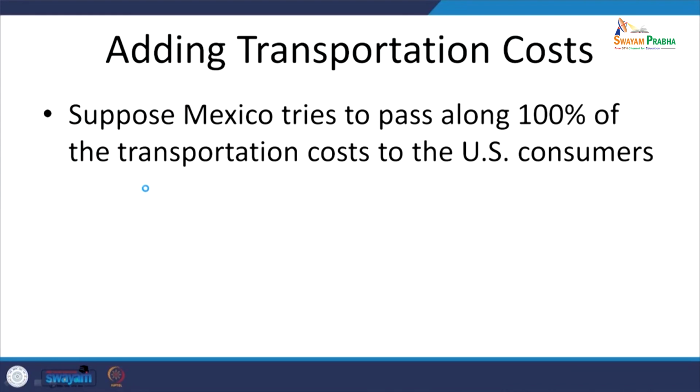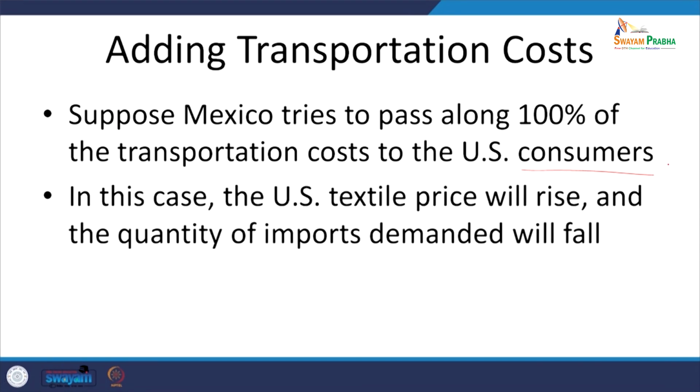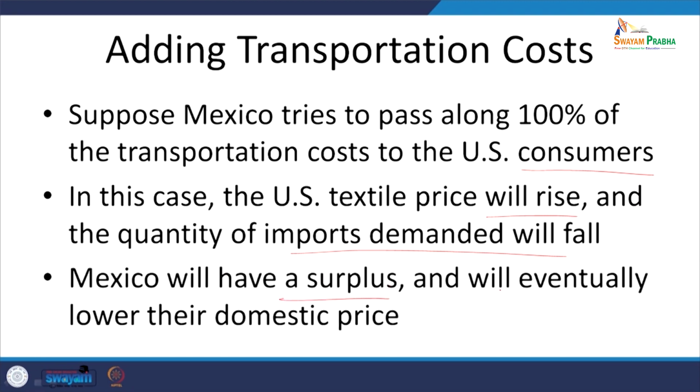Now, once we chip in the transportation cost to this model, the situation will be a bit different. Suppose Mexico tries to pass along 100% of the transportation cost to US consumers, because they are exporting. What will happen? In this case the US textile price will rise and the quantity of imports demanded will fall. Mexico will have a surplus, because the products are not sold. Their products are not getting purchased by US. Eventually, they will reduce the price level, and the price level will be maintained at a certain point.